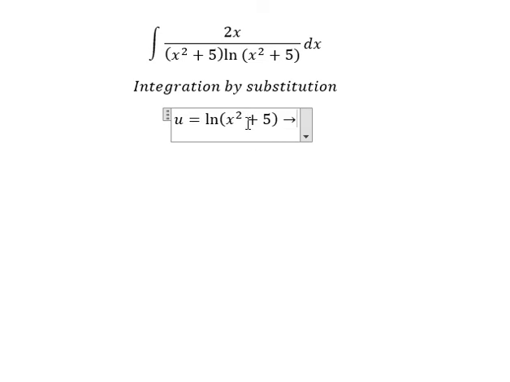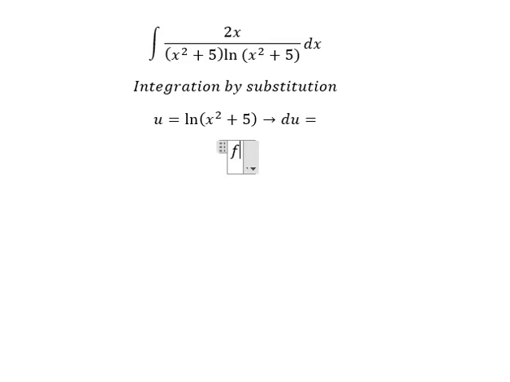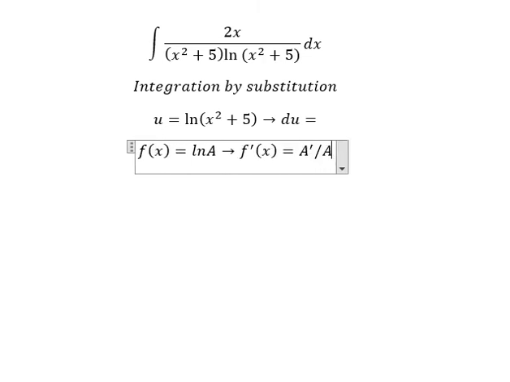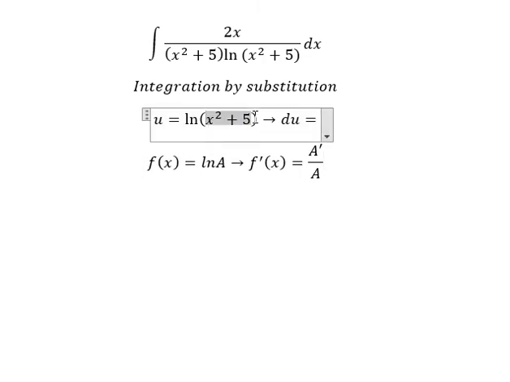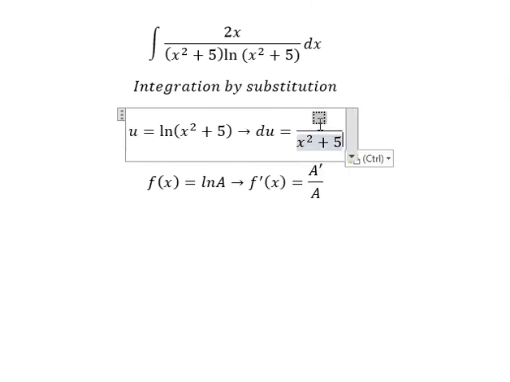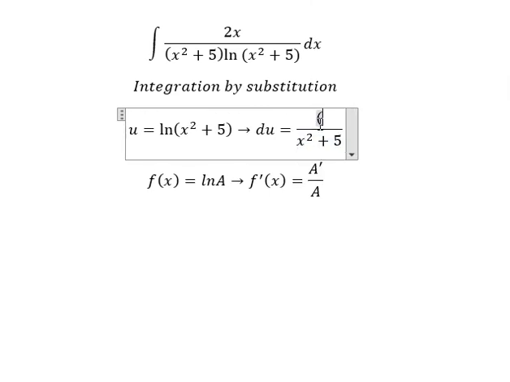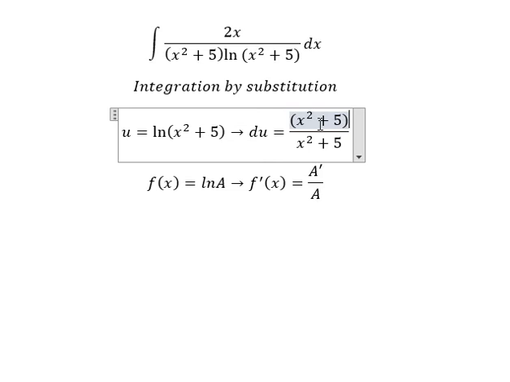Later we take the first derivative of both sides. So if we apply the formula of this one, we have it like this. So this one I will put on the denominator. Later we take the first derivative of s squared plus 5.